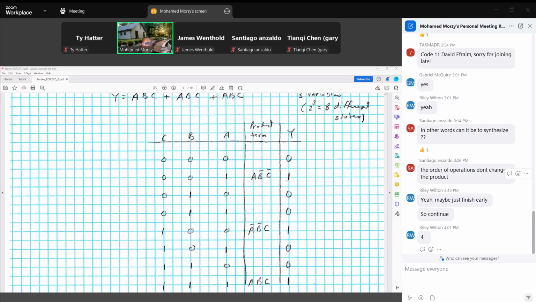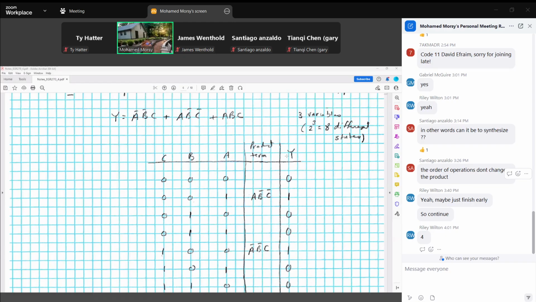The output is either 0 or 1. So we figure out where the output is once, and the rest will be zeros. So you figure out the relationship between all inputs and the corresponding outputs, and then you have the complete truth table.